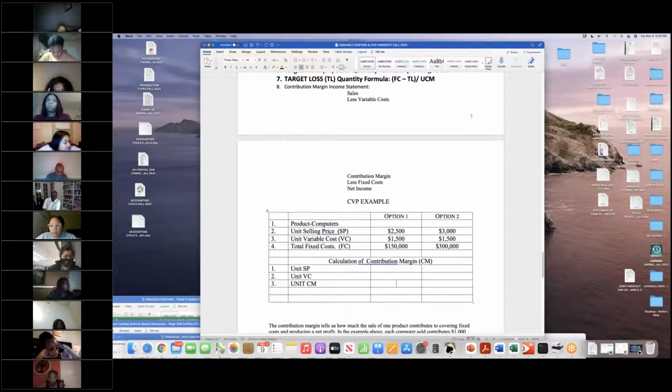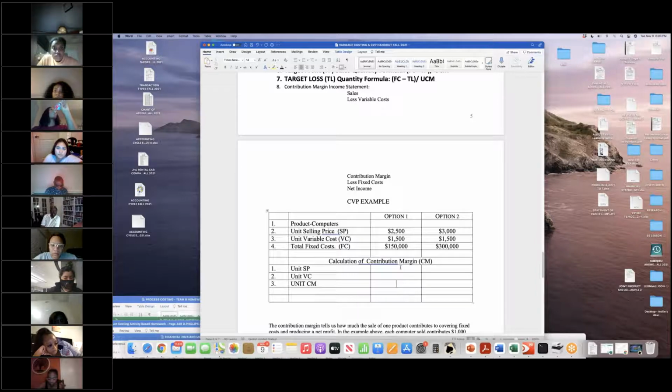Suppose we're selling computers. This first option, I'm going to work with you all. Y'all have to work option 2. So the selling price is $2,500. You're always going to be given the selling price. The variable cost, $1,500, you're given that. And then the total fixed costs are $150,000. So you always are given this information.